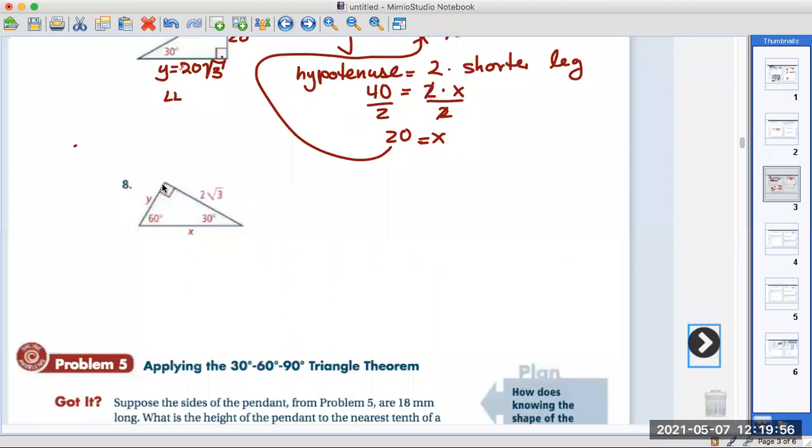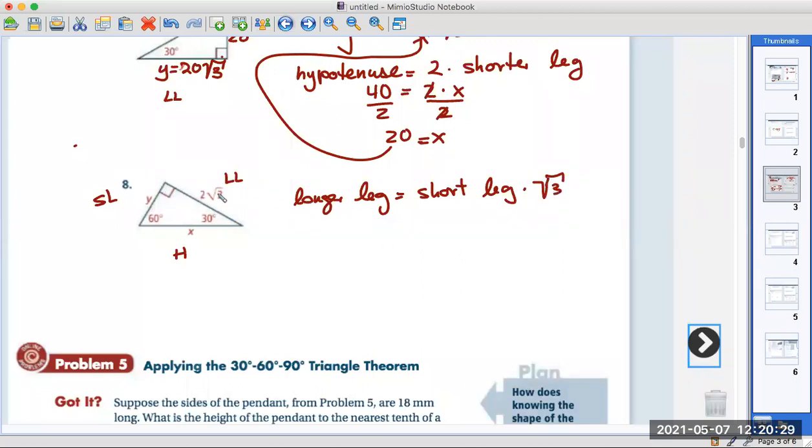So on this one, this is your hypotenuse, put an H, that's your longest. This is the short leg and the long leg. Okay, short leg, long leg. So let's start with: longer leg is equal to short leg times the square root of 3.